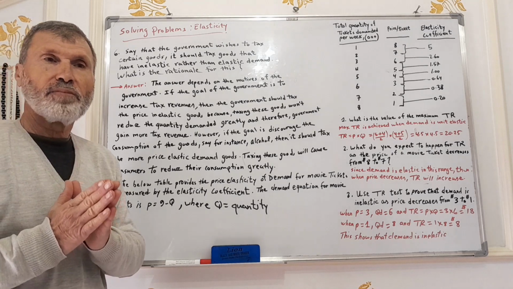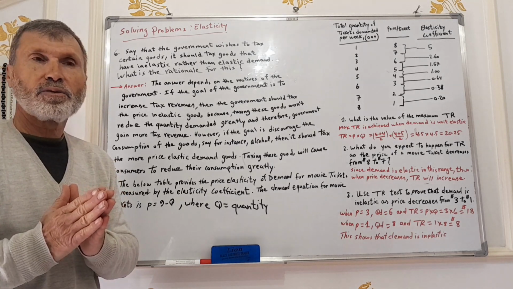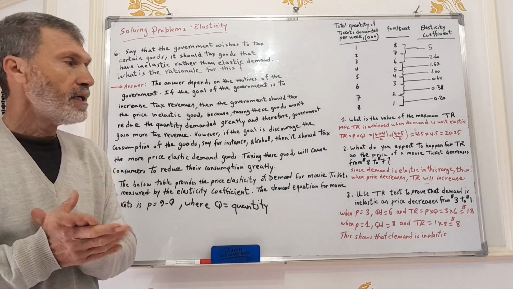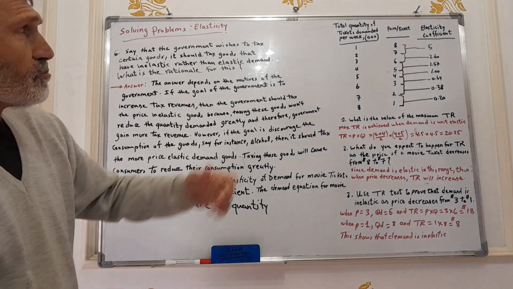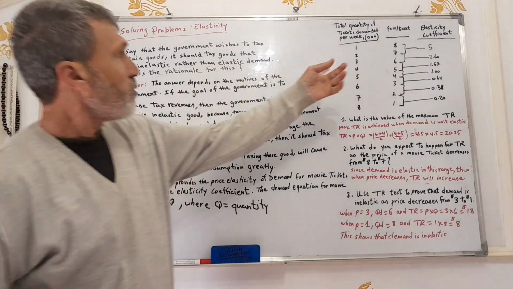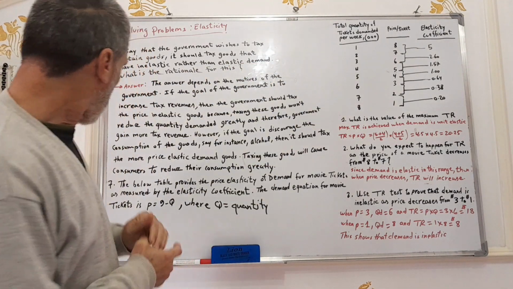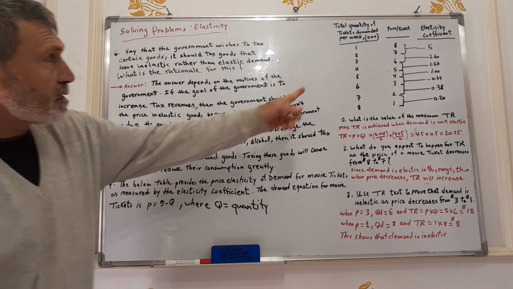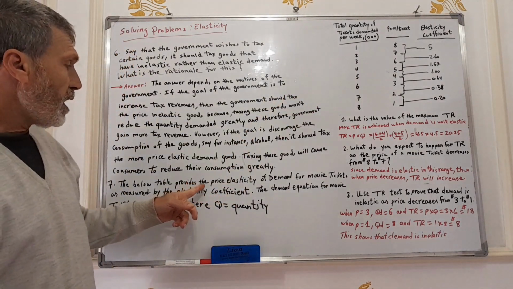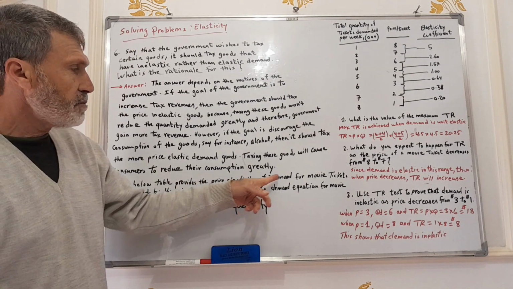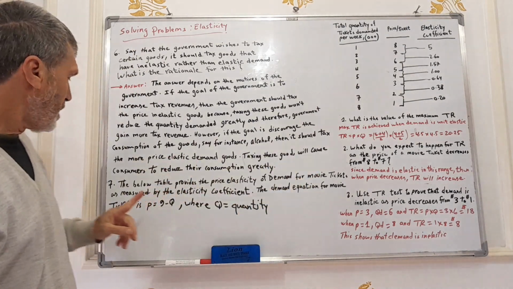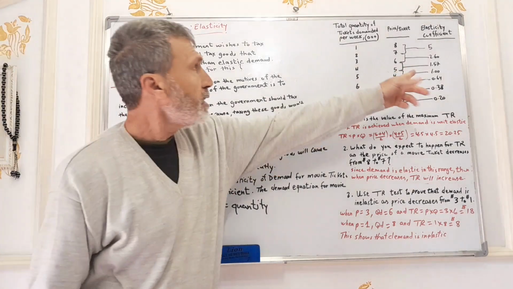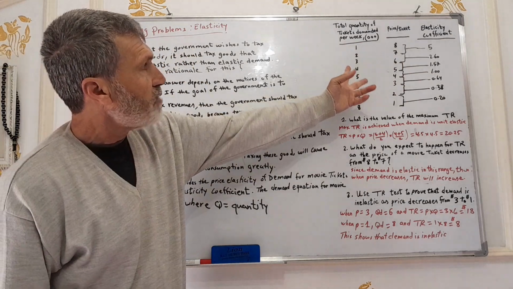Okay, and by doing so, consumers will buy less of these goods. Okay, great. Now we move to the other question, which is question number 7. It says the below table provides the price elasticity of demand for movie tickets as measured by the elasticity coefficient. Here in this table, we have 3 columns.